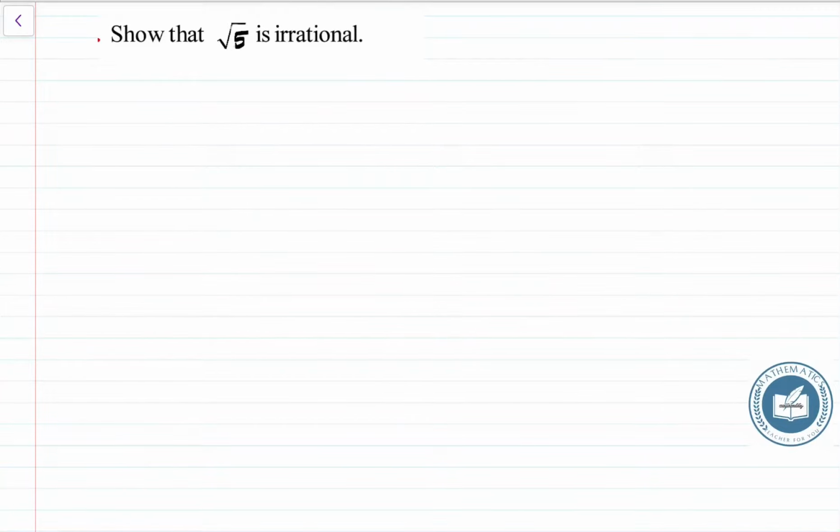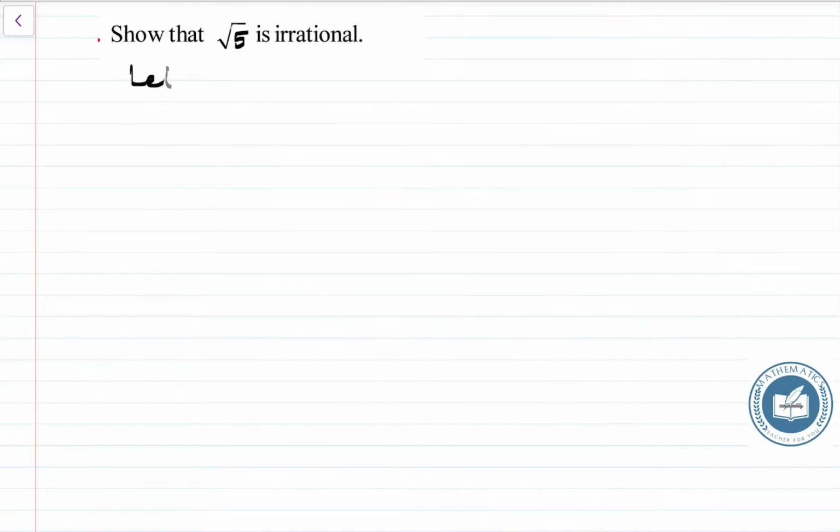Show that root 5 is an irrational number. So how we have proved root 2 and root 3 are irrational numbers, in a similar way we can prove this root 5 is also an irrational number. Here also we have to assume that root 5 is a rational number.